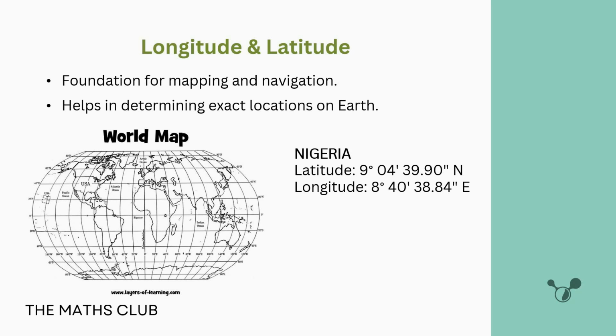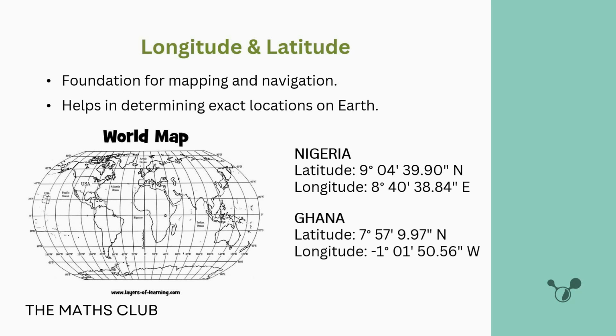Nigeria. What of our Ghanaian brothers? Our Ghanaian brothers are located at latitude 7 degrees 57 minutes 9.97 seconds north, and longitude minus 1 degree 01 minutes 50.56 seconds west. So once you know these locations, you can find anybody in Ghana or Nigeria. Okay, so that's basically it.